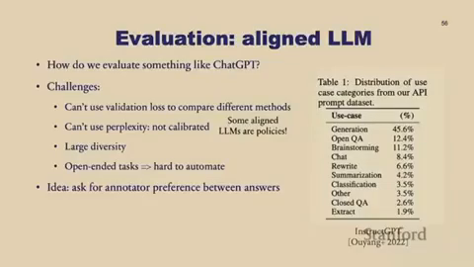Yes? I'm not sure I understand what you mean by can't use perplexity, not calibrated. The LLM is still doing next token prediction. So why can't perplexity be used?